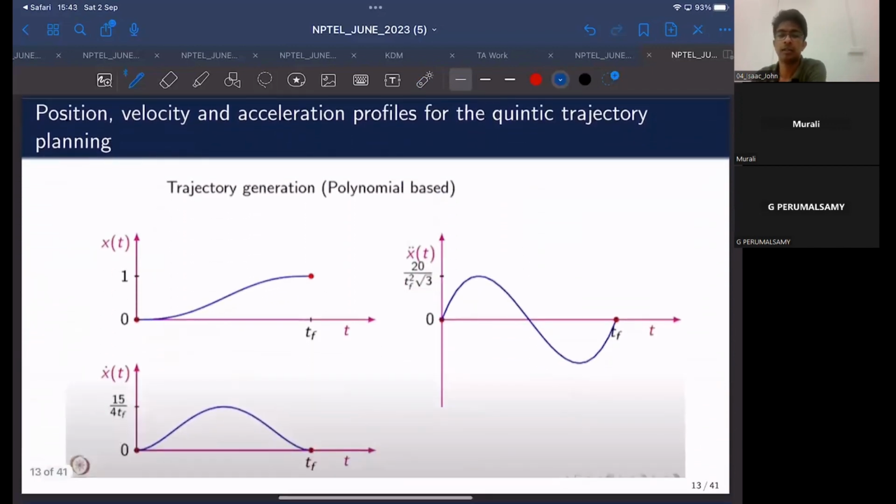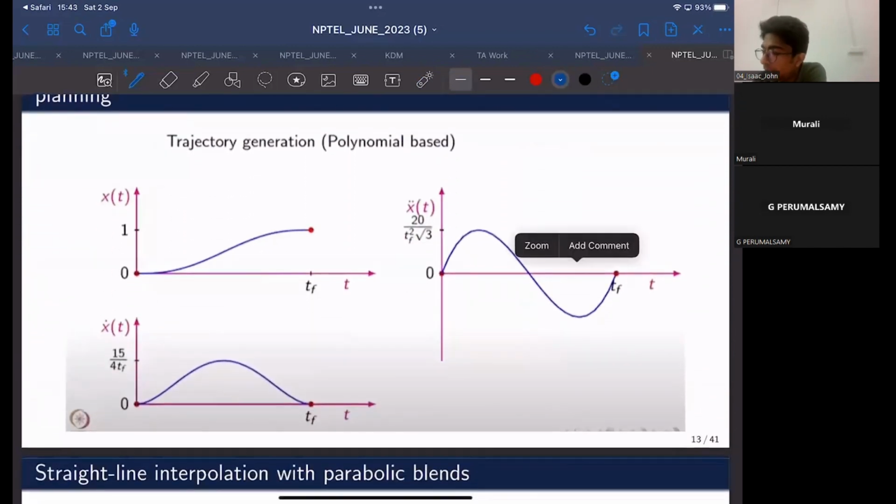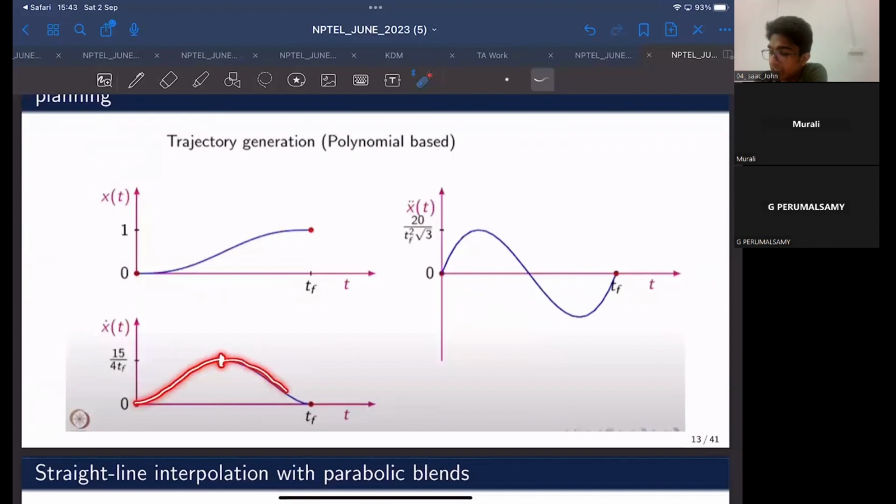And again, this is how the profiles would look. So this is a fifth order polynomial starting from x0 all the way to xf. And as you can see, the velocity profile is a fourth order polynomial, since if you take the derivative, it becomes a fourth order polynomial. So here you can see there is a point of inflection. The velocity first increases, then from this point of inflection, it decreases, right? And this is a fourth order polynomial.